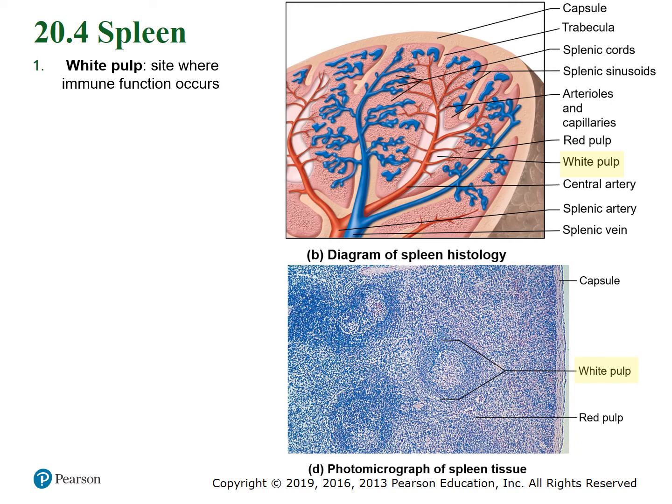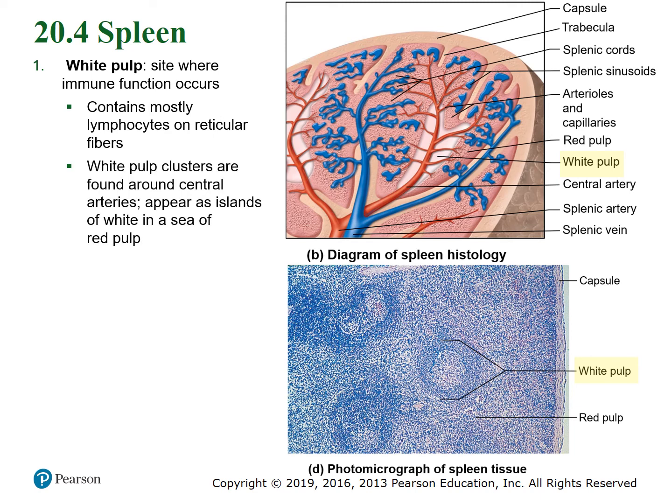So these are going to be the areas where you're going to have some proliferation and some storage of lymphocytes and also some filtration of the lymphatic fluid. So this is going to contain mostly lymphocytes on reticular fibers, and you're going to find these clusters around central arteries. So if you were looking at a slide of the spleen and having to identify that for a lab practical, the blood vessel is what would be your main key for what is a white pulp cluster. Now I can tell you this, that the really weird thing is that between red pulp and white pulp, you would think that white pulp would be lighter under a microscope, but it's actually darker.